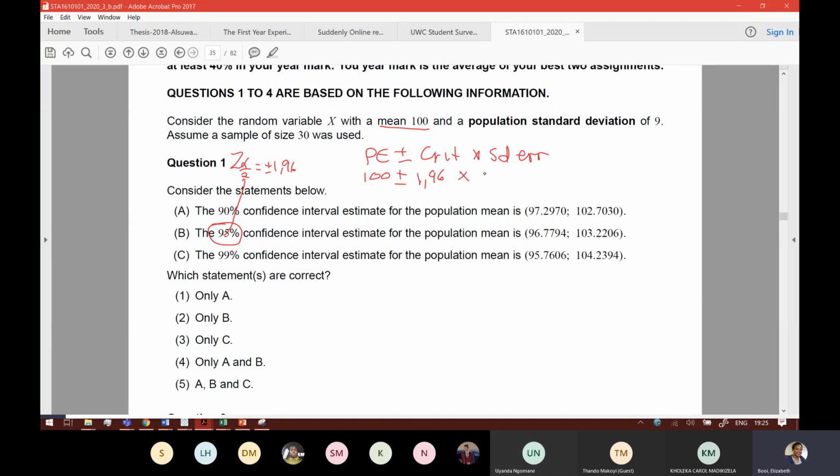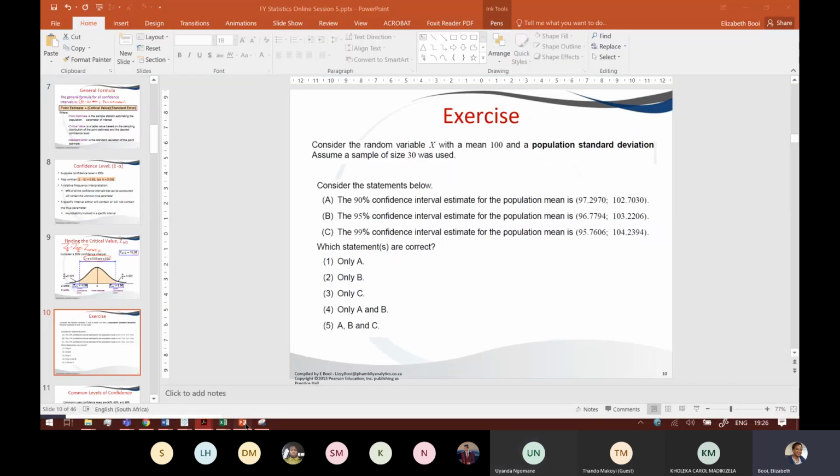Multiply that with the standard error. Remember now, because I'm using the population standard deviation, this will be the population standard deviation of 9 over the square root of the sample size of 30. And that is how you're going to use your critical value in the formula. I don't want you to calculate as yet. We will come back and do the calculation later on. I just wanted to show you how the critical value will work.